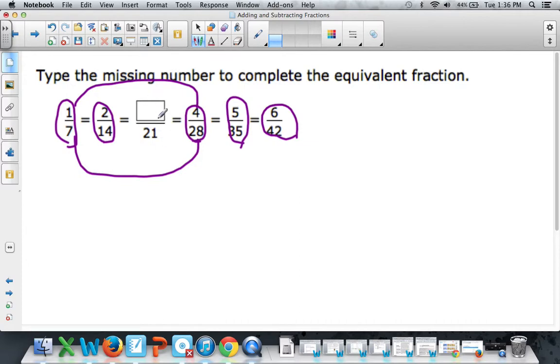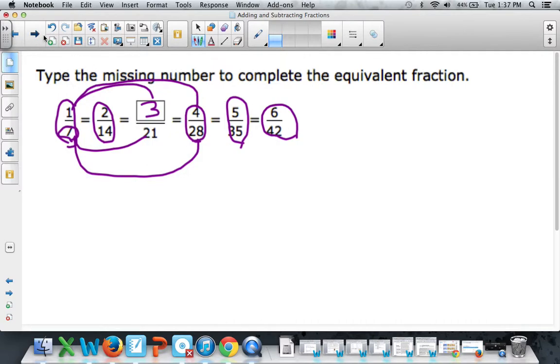To fill in this blank, all we have to do is follow a pattern. Maybe you see it just by looking. 1, 2, blank, 4, 5, 6. A 3 goes in that blank. And that makes sense. Because in order for that 7 to become a 21, you have to do 7 times 3. And whatever you do to the bottom, the denominator of a fraction, you must do to the top. 1 times 3.